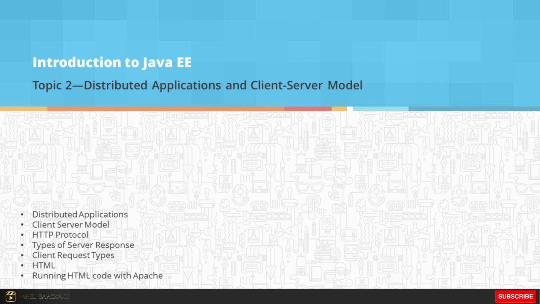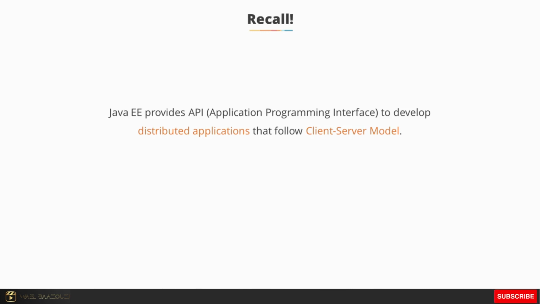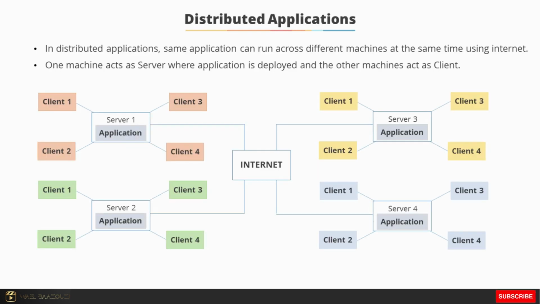Here we'll talk about distributed apps, the client-server model, the HTTP protocol, types of server responses, client request types, HTML, and running HTML code with Apache. Java Enterprise Edition provides an API to develop distributed applications that follow the client-server model. So part of the application can be hosted in the server, and part of it can use the processing speed of the client. In distributed applications, the same application can run across different machines at the same time using the internet.